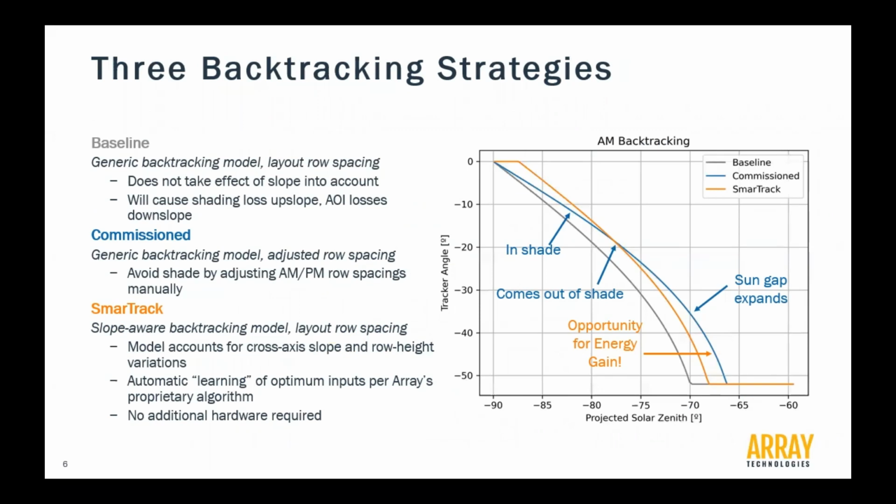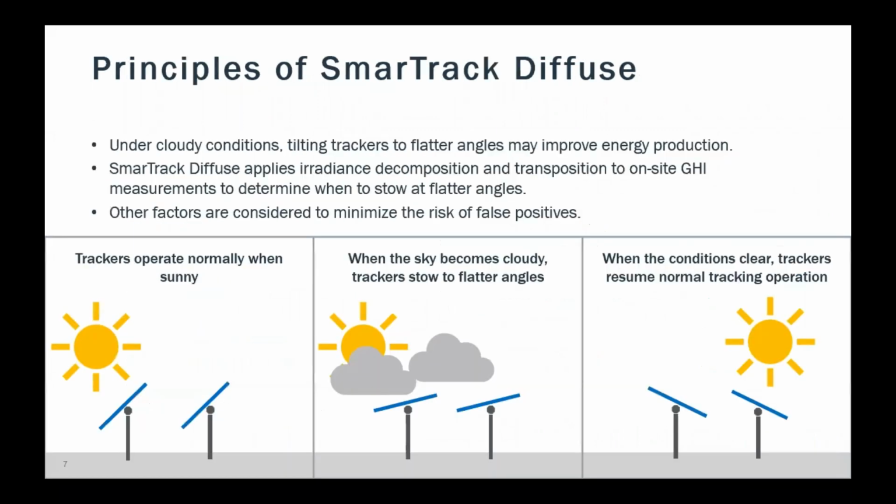So when we talk about the SmarTrack gain, we're talking about comparing SmarTrack to commissioned, which has this row spacing tweak, not SmarTrack to baseline. And then SmarTrack Diffuse.